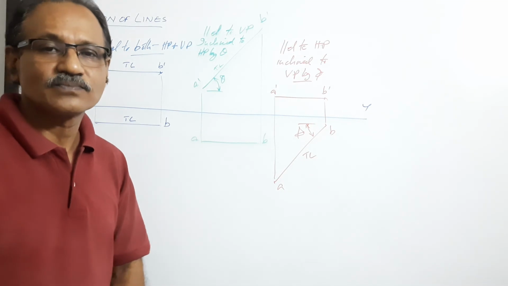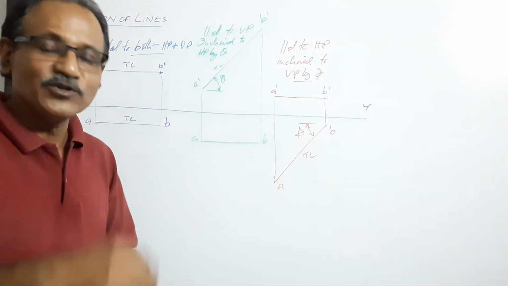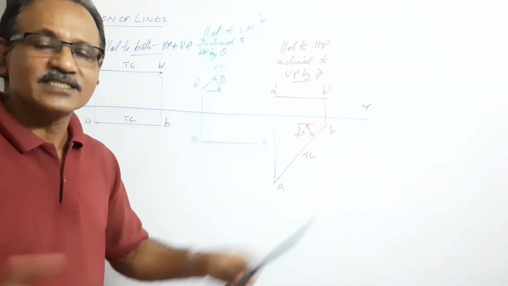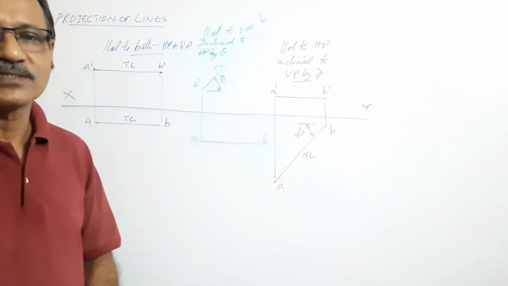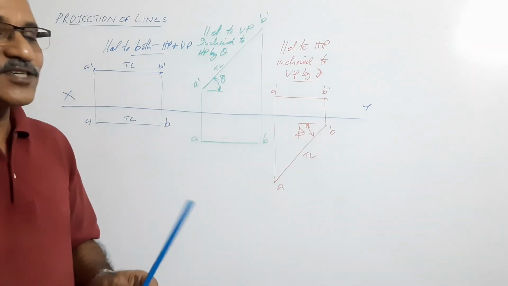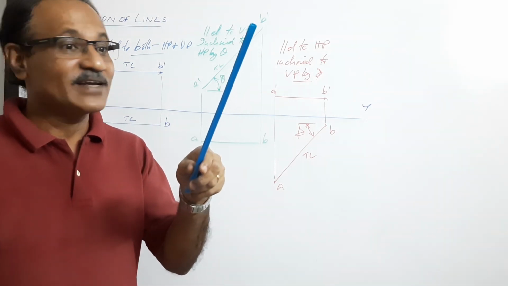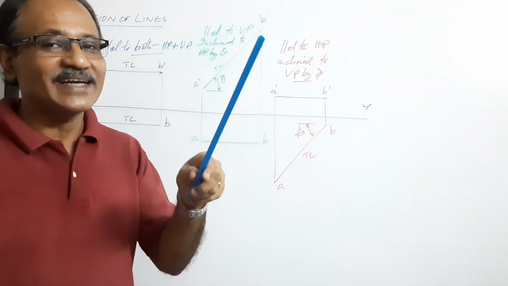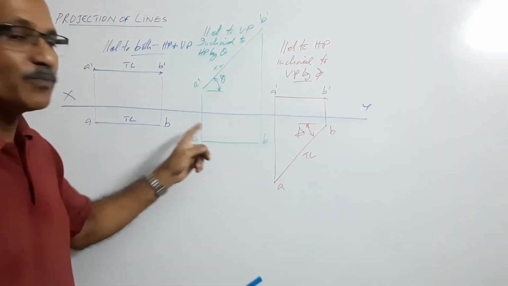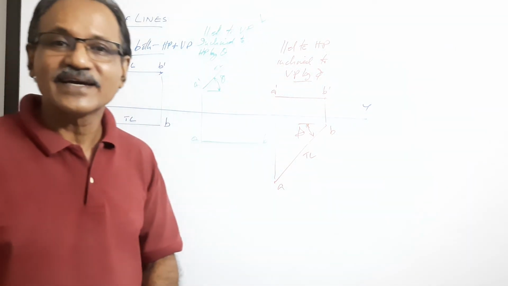That's all. You listen to it so many times, verify it, discuss among yourself, you become very thorough about this. That's all for today. In the next class, we will see a little bit complicated thing, line inclined to both planes. When the line is inclined to both planes, you cannot directly draw. We will see that in the next class once you become very thorough about this. Okay, bye.